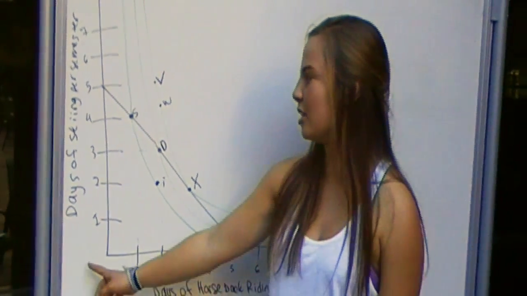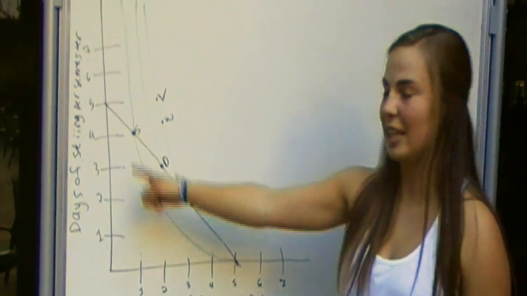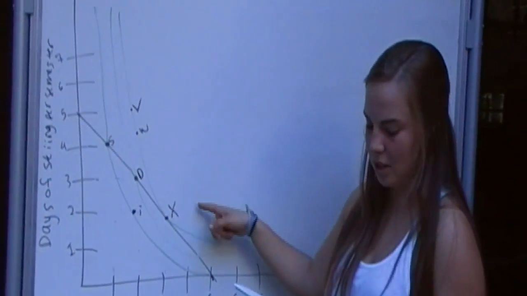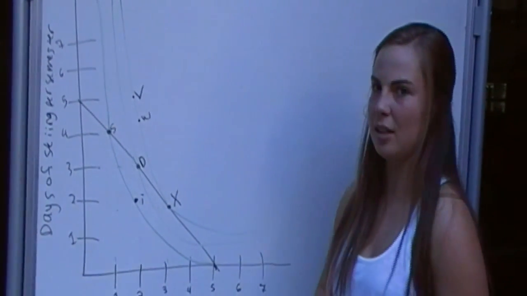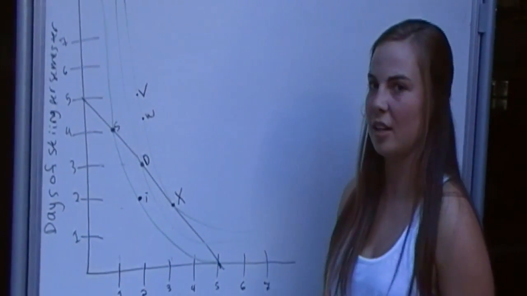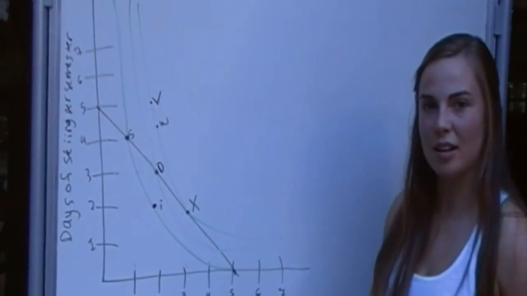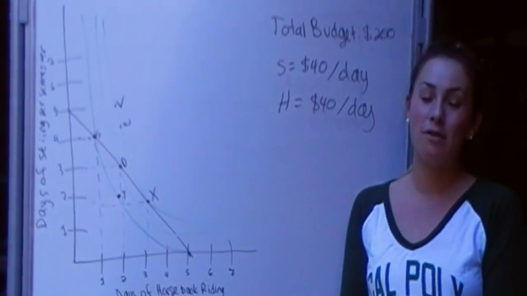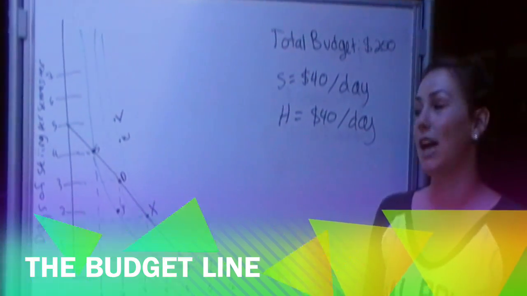This means the marginal utility for days of skiing per semester coming down the curve is increasing. It decreases from V to W to X and is negative because you are giving up something to gain more of the other. So if you give up a day of skiing, you allocate that to days of horseback riding. Now that you have a better understanding of what the indifference curve is, I'd like to go over the budget line.